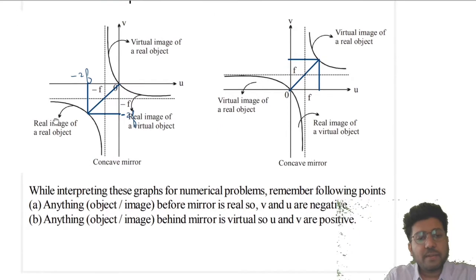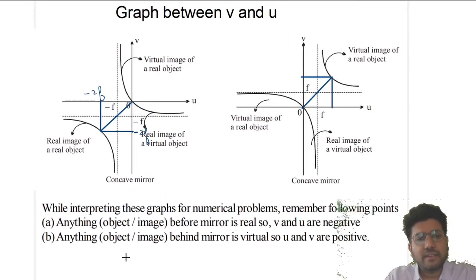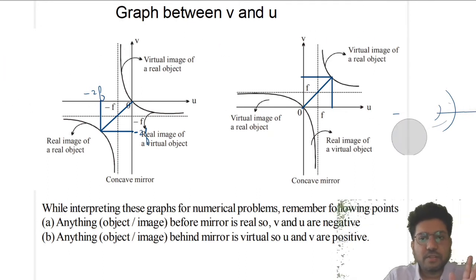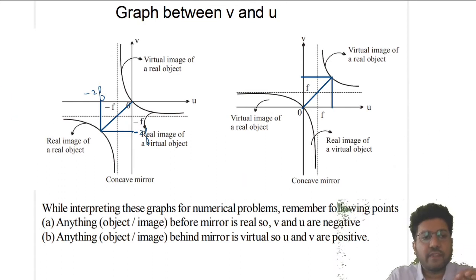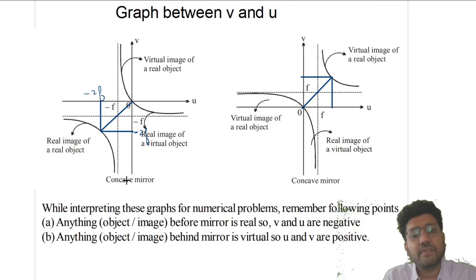Now, while interpreting these graphs for numerical problems, remember the following points. Again, this is the sign convention. Anything that is object or image before the mirror is real, right? And for real object and real image, V and U will be negative. Similarly, behind the mirror, object or image both are virtual. This is for reflection only, because for refraction, the real image will be behind. But that we will deal with in refraction. Now we are dealing with reflection.